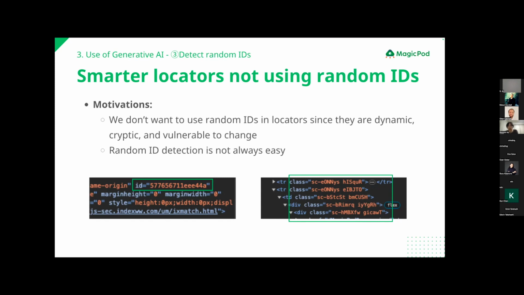So we want to avoid them, because locators with random IDs are very cryptic and not robust, because they can change every time or very frequently. MagicPod can detect some major random ID patterns like UUID, but detecting every possible random ID pattern is very difficult. It is very challenging. So if generative AI can detect random IDs correctly, we can generate more robust scripts.